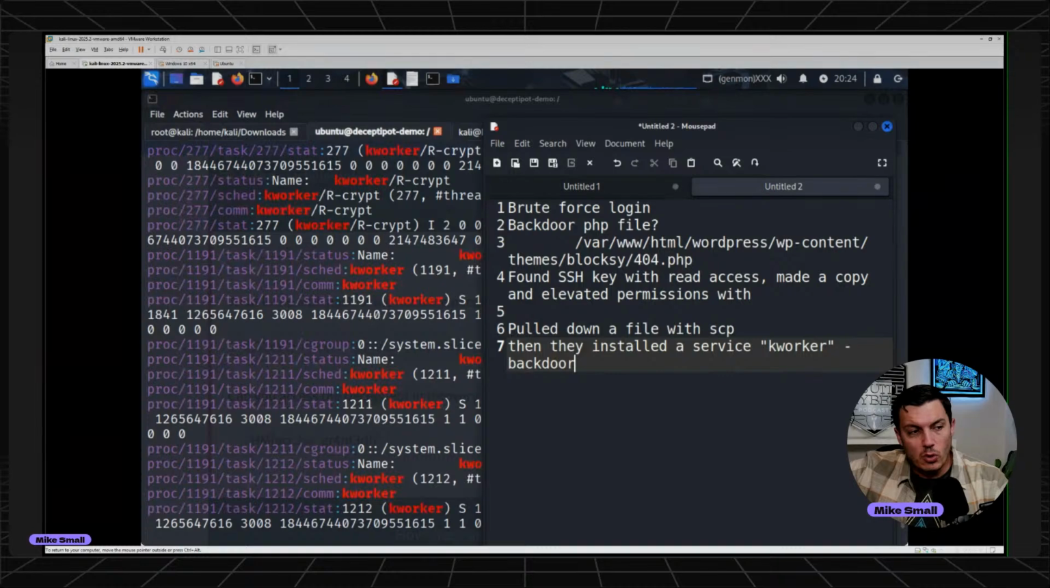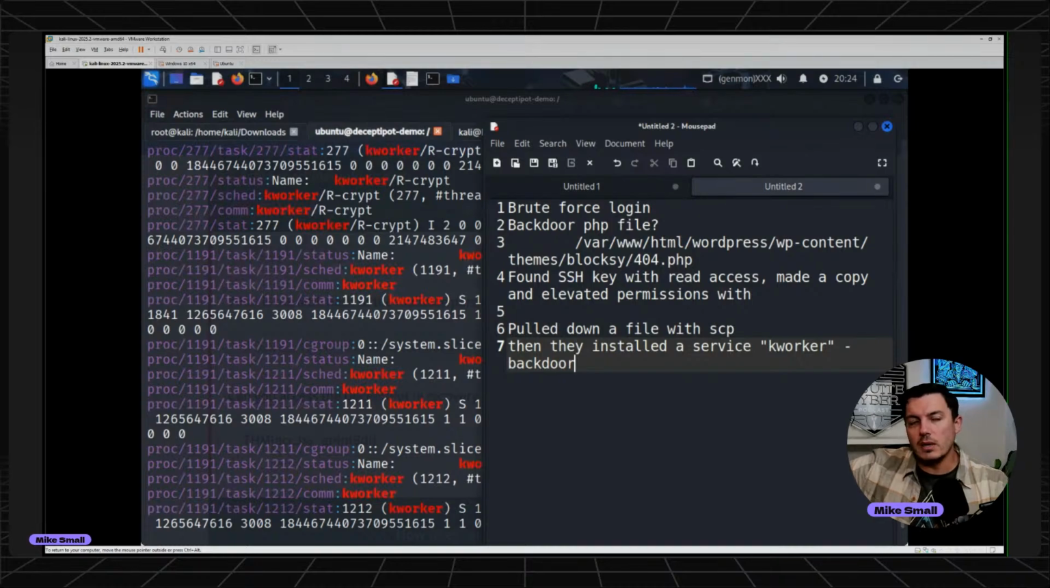Their back door is still there in the web application. So even if you remove this K-worker backdoor and you forgot to remove the web backdoor, they're getting right back in, and vice versa. If you just said, oh, they got into my web application, and didn't do any more investigation, they're still in there. You never got rid of them, and they could add a backdoor in the web application again.